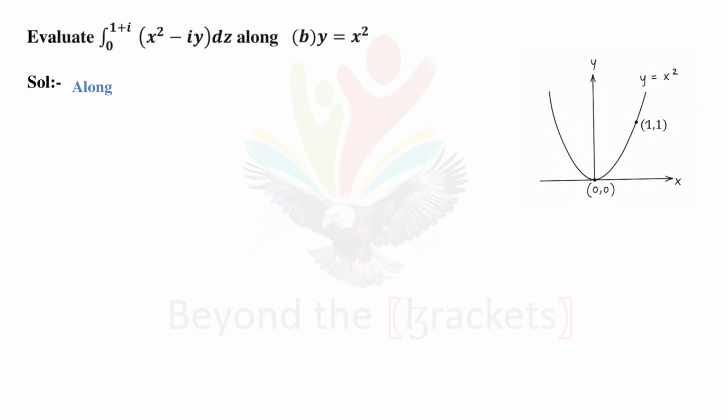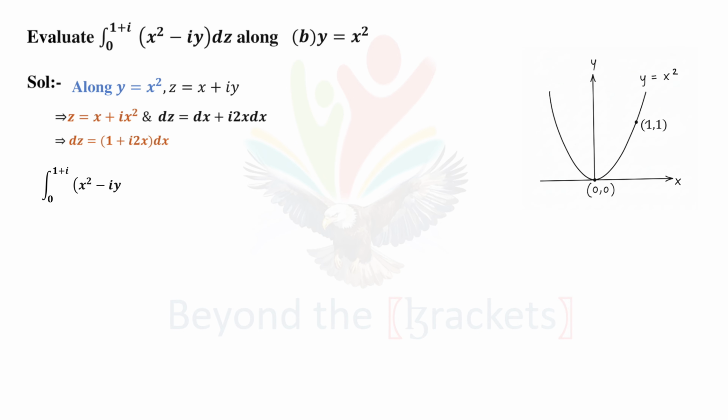So along y is equal to x square, since z is equal to x plus iy, substituting this value, we get z is equal to x plus i into x square. Differentiating this, we get dz is equal to dx plus i into 2x dx. So dz will be equal to (1 plus 2ix) into dx.